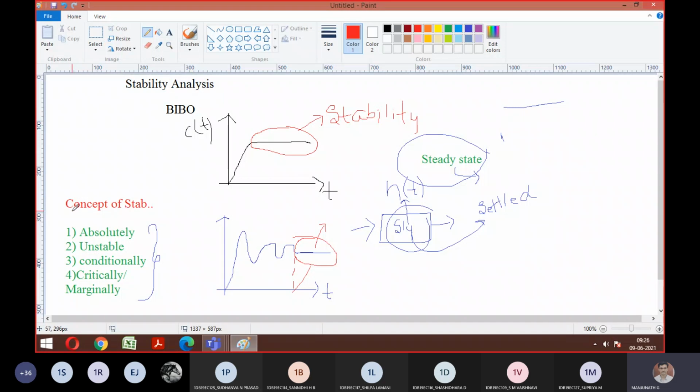So now we'll move on. What you understood is the stability analysis definition, a basic graph for this, and what steady state means. Now we will come back to our concept of stability. There are four major concepts, so we'll go one by one. Now understand what is the meaning of absolutely stable. What is the meaning of absolutely stable? Can anyone tell me?